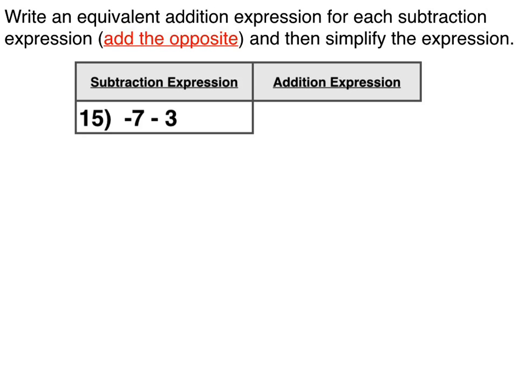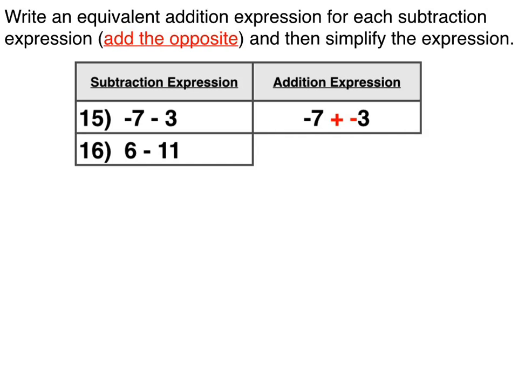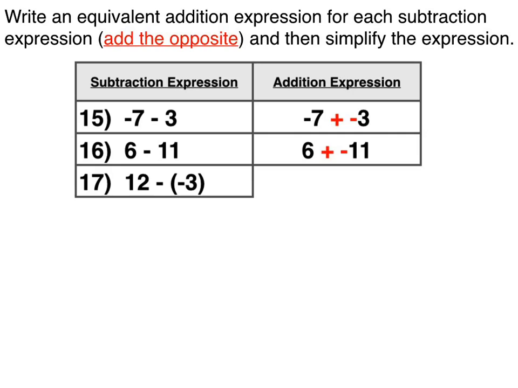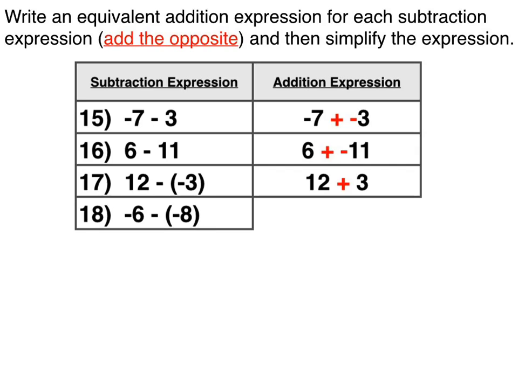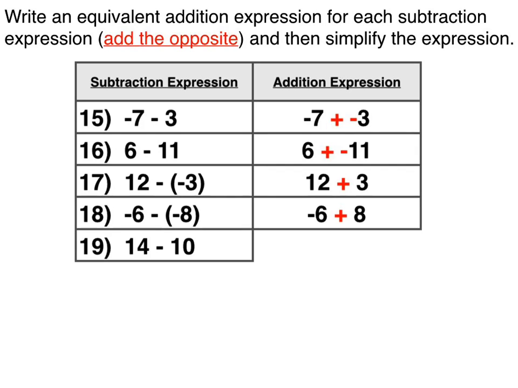Negative 7 minus 3. The equivalent addition expression is negative 7 plus negative 3. If you did not get that, fix it. 6 minus 11. The equivalent addition expression is 6 plus negative 11. And I'll continue on here. 12 minus negative 3 is equivalent to 12 plus 3. Negative 6 minus negative 8 is equivalent to negative 6 plus 8.